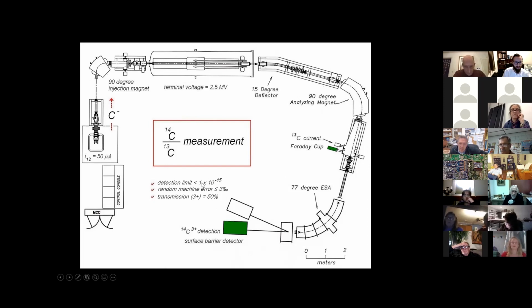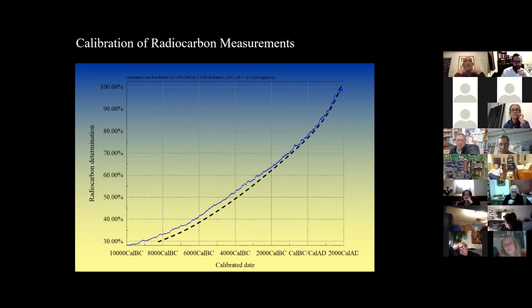But our detection limit is 1 part in 10 to the minus 15. So it's vanishingly small currents that we're detecting here. And we can do it with errors that are of the order of plus or minus 0.3%, or 3 per mil. Okay. So fundamentally, what the instrument's doing, it's not measuring time, it's measuring the amount of carbon-14 relative to the amount of, in this case, carbon-13 in the sample. It could just as easily be carbon-12, but it's the ratio of the radioactive isotope compared to the non-radioactive one. That's the number.